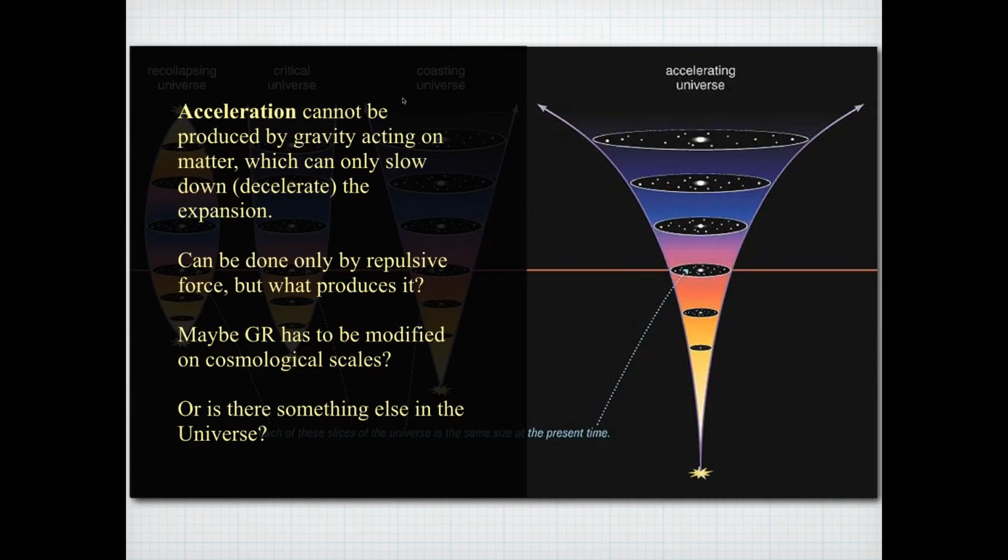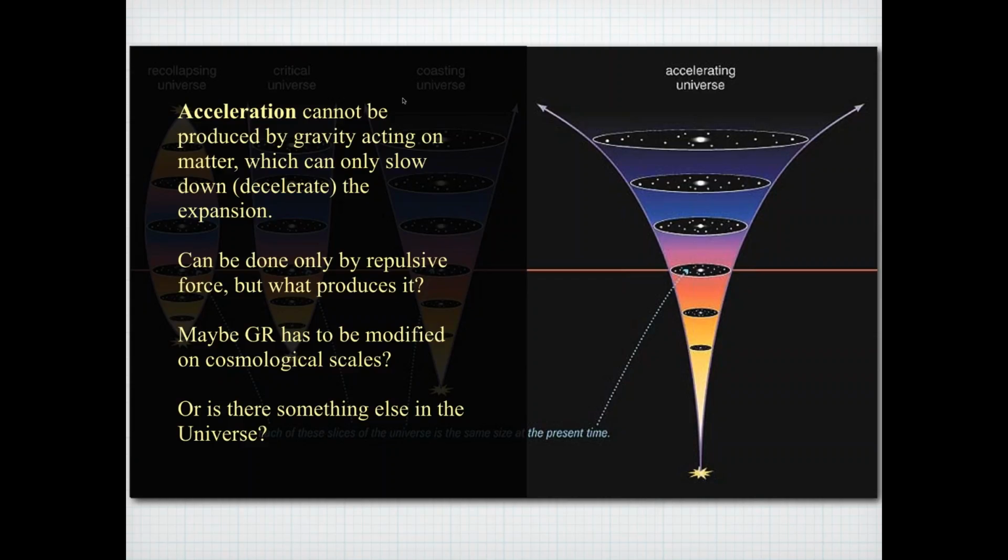Acceleration, of course, can't be done by gravity as we know it. Anyone who learned Newtonian gravity or even general relativity knows that gravity can only attract and not be repulsive, at least the gravity that I know. So there has to be something else that's pushing out the stuff in the universe. We don't actually know what it is. Maybe it's a thing in the vacuum. Maybe general relativity is not correct on large cosmological scales. We don't really know. But the measurements do indicate that the universe is indeed accelerating, whatever the cause is.